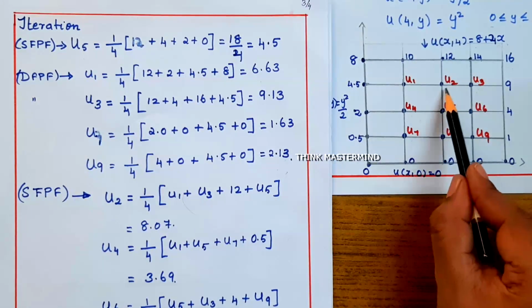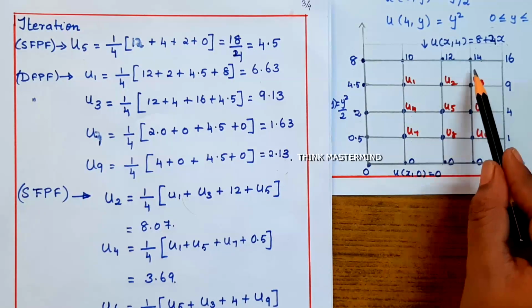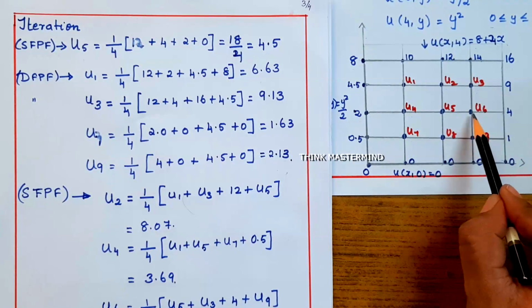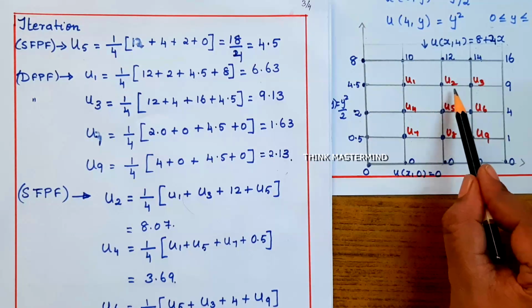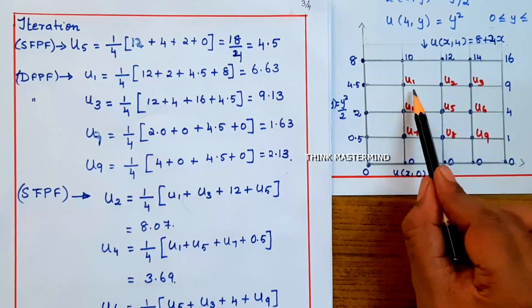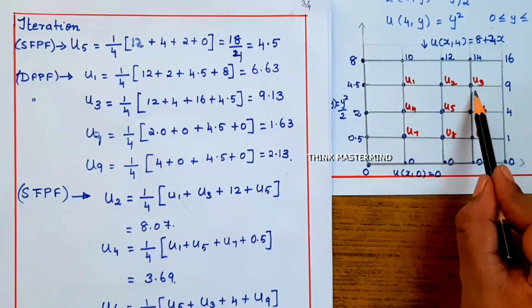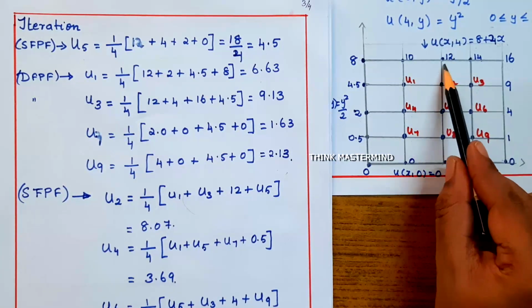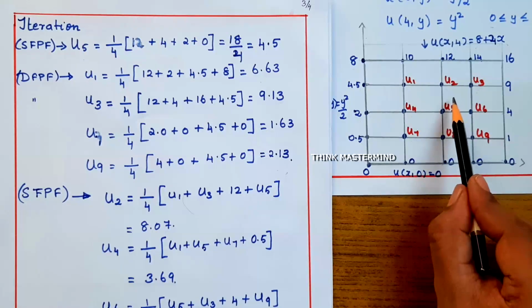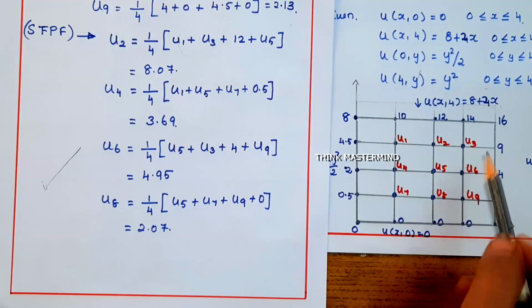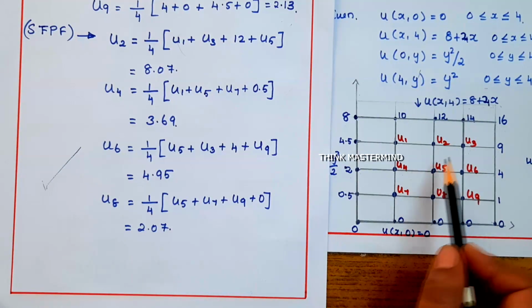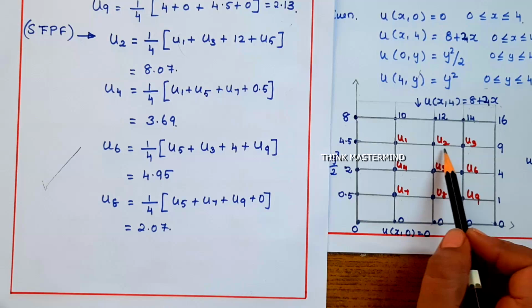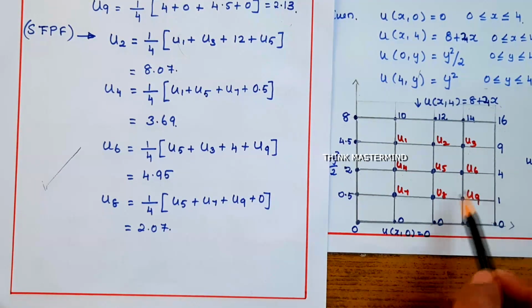So for u2, either you can use the diagonal 5-point formula or the standard 5-point formula. First we will try the standard 5-point formula to find u2. Already we know the u1 value, and u3, u5. For a better result we have to use the standard 5-point formula. Now we know u1, u3, u7, u9 and u5. Now we are going to find the remaining values u2, u4, u6, u8.